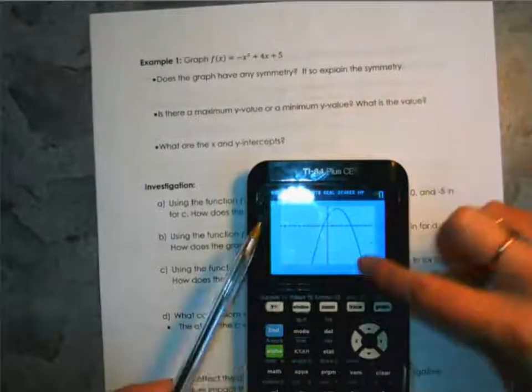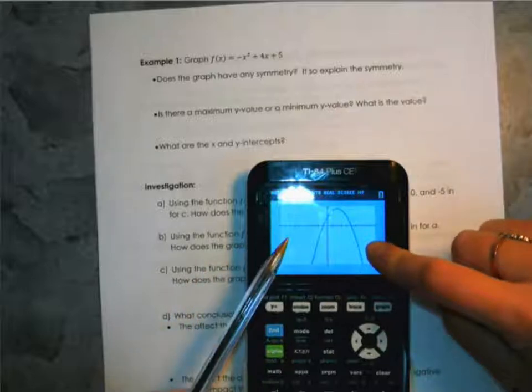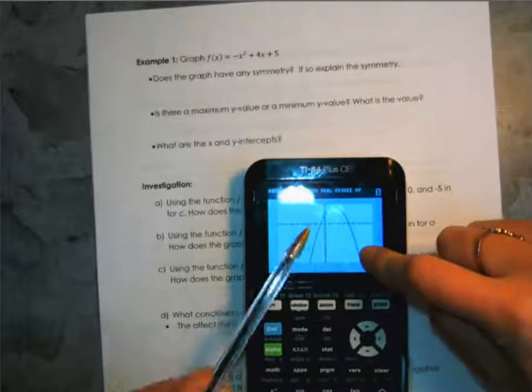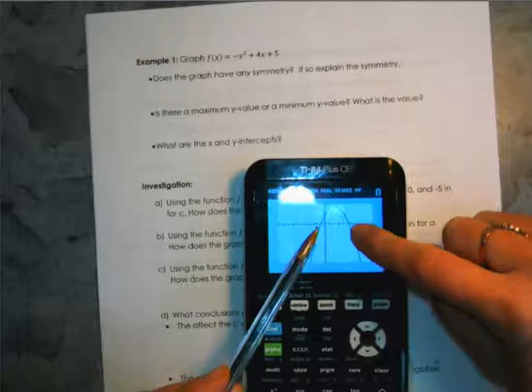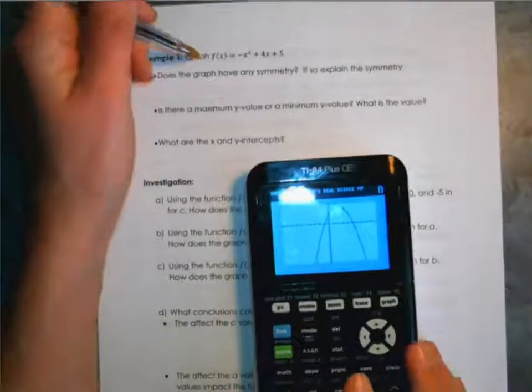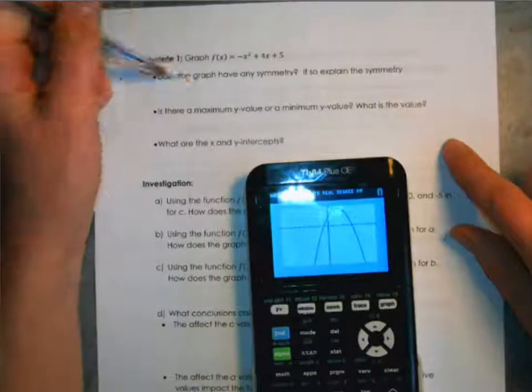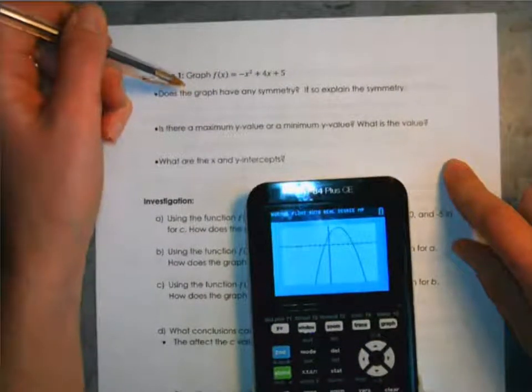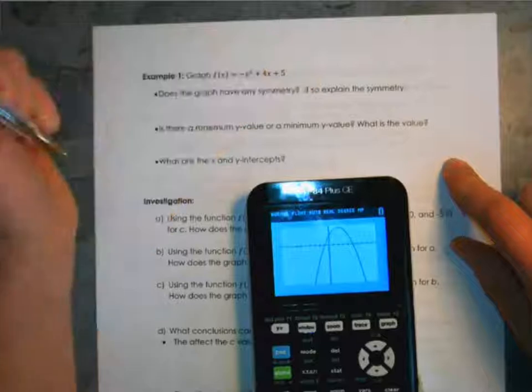Now, right now my window is fine, so I actually don't really need to adjust that because I can see all the parts of the graph I need to know, which are the x-intercepts, the y-intercepts, and the vertex. Okay, so we're good with that. We don't need to move the window at all. Now the first question we have here is, does the graph have any symmetry? If so, explain the symmetry.